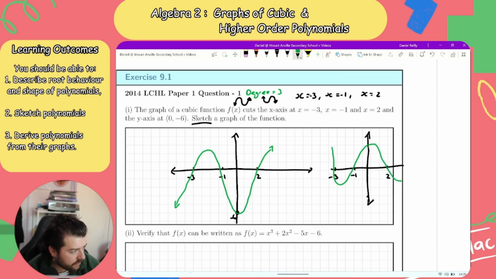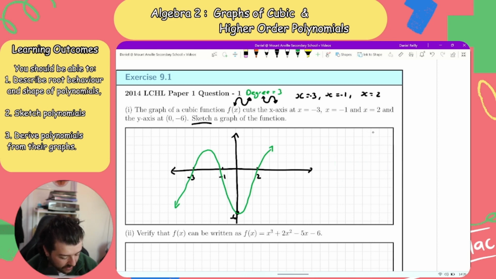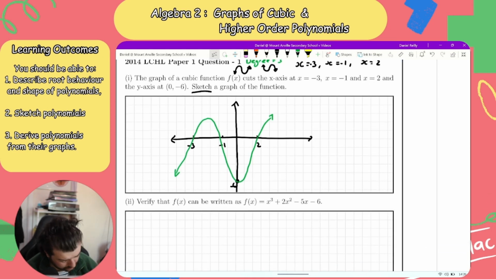So no way I'd be able to hit the minus 6 down here. So that is how we sketch our graph correctly there. Always do graphs in pencil. Don't think I have to tell you, but do that.